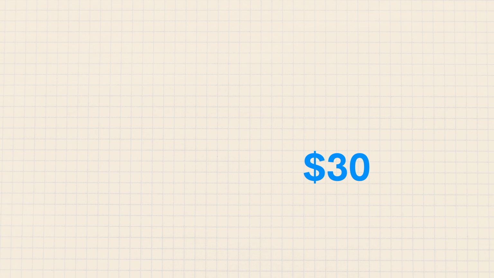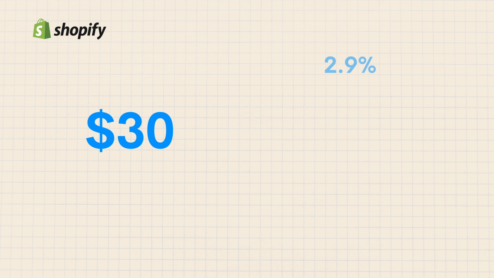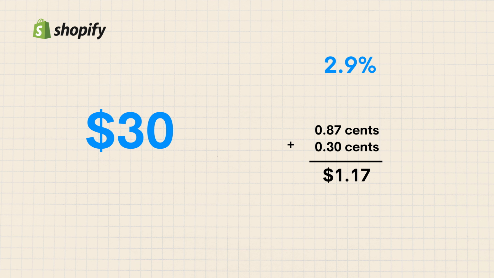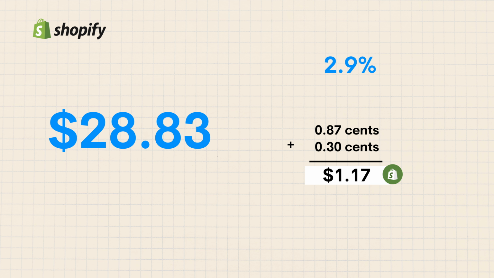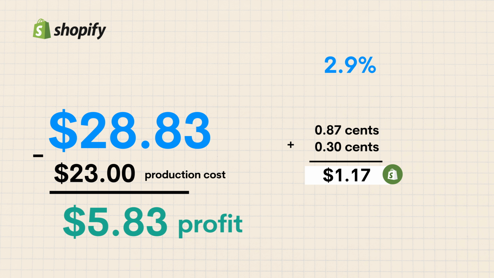So let's take the $30, find out what 2.9% is, which is 87 cents. Then we add the 30 cent charge for Shopify, for a total of $0.97 that would go to Shopify each time someone purchases your $30 shirt, leaving you with $28.83, minus all of your production costs, which brings you to a total profit of $5.83. So from here, you have to decide.